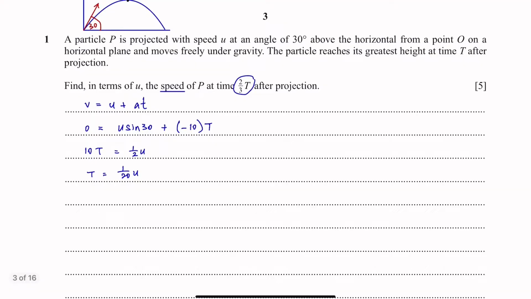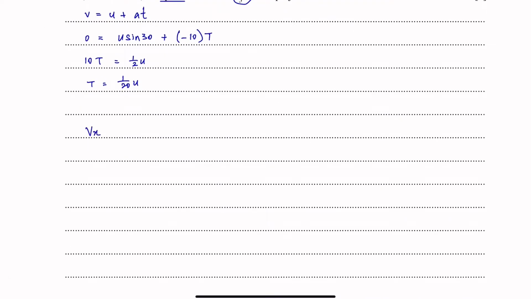Now we need to find the velocity when P is at the time 2/3 of T. So the horizontal velocity would always stay the same because there's no horizontal acceleration. So horizontal velocity would be u cos 30, which is root 3 over 2 u, and the vertical velocity at time 2/3 T is u sine 30 plus negative 10 times 2/3 of T, which is 2/3 times 1 over 20u, right? So we have 1 over 2u minus 1 over 3u, and this would give us 1 over 6u.